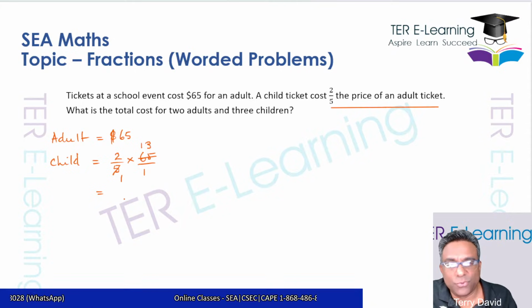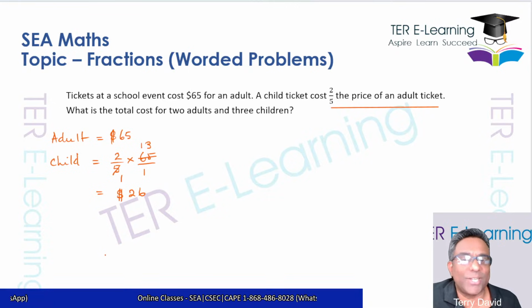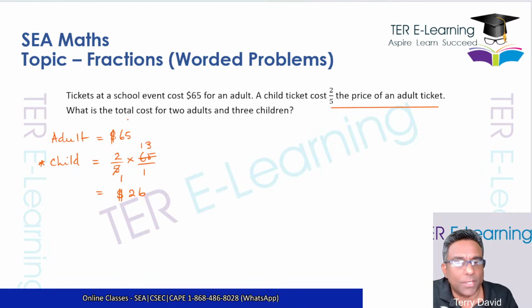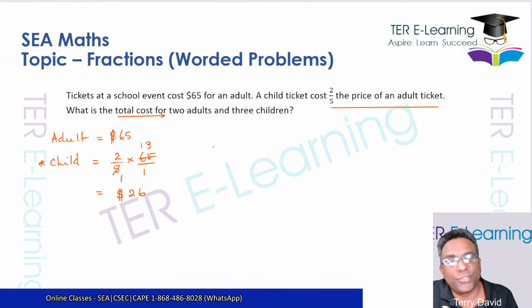So 13 by 2 will give us 26. So therefore, the cost for a child ticket is $26. So that's step 1. We need to figure out what's the price of a child ticket. Now, what's the total cost? So we want total cost, but we have 2 adults and we have 3 children.